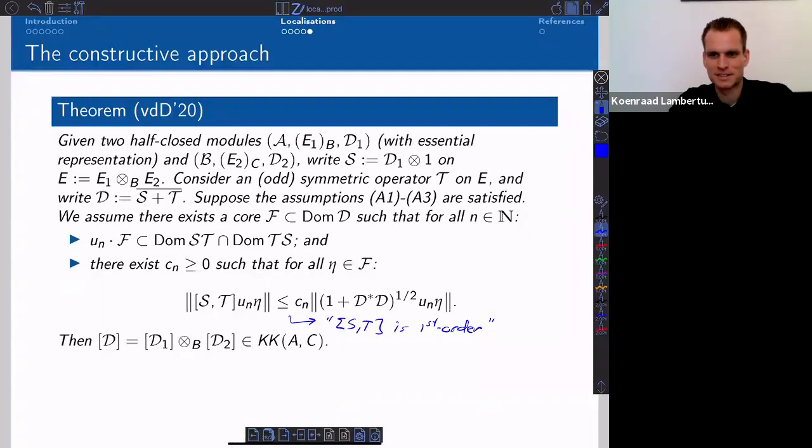So basically this means that the second order part of this operator must vanish. And for differential operators, this more or less means that the principal symbols of S and T have to anti-commute, so that the principal symbol of the commutator or anti-commutator vanishes. Okay, and then with these assumptions, we can again show that this operator D represents the Kasparov product. So the proof idea, we just briefly sketch.